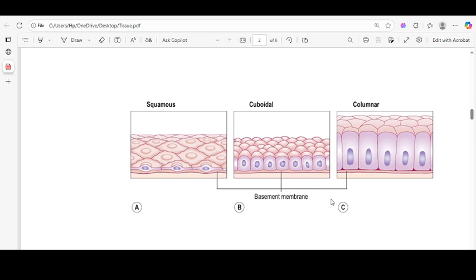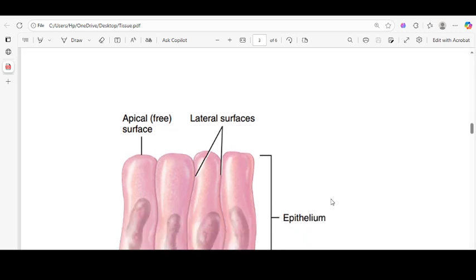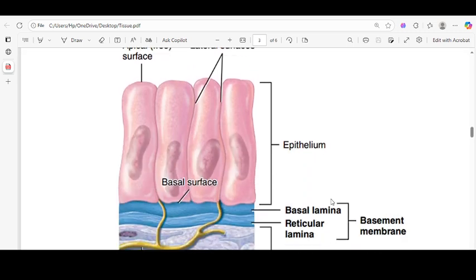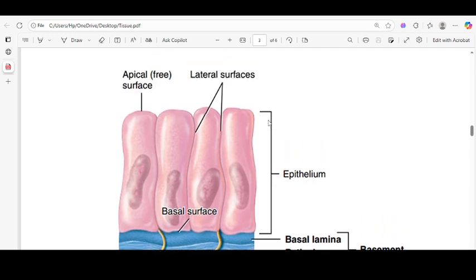and underneath is the connective tissue. And let's see, this is the basement membrane. Now the upper part is the basal lamina and the lower part is the reticular lamina, and this is the basement membrane, with the lower part being the connective tissue and the upper part the epithelium tissue.